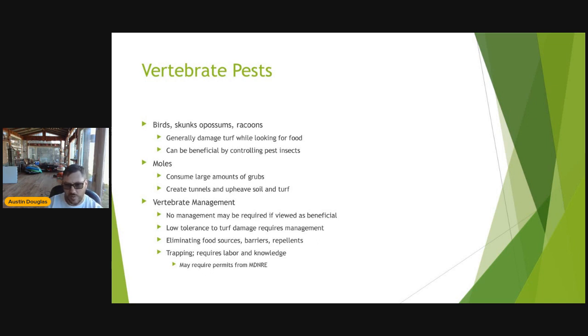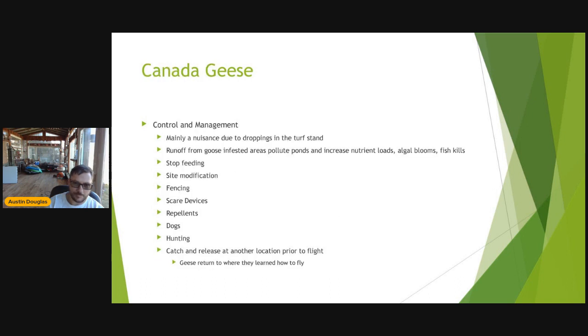So how are we going to manage vertebrate pests? Honestly, maybe no management is required. Maybe they're being more beneficial to you than not. If you have a low tolerance of turf damage, then it might require management. You don't want mole tunnels on a putting green. Just makes sense, right? But again, you want to eliminate food sources. You want to use barriers, repellents. Trapping is an option. It requires labor and knowledge, and it also might require permits from the Michigan Department of Natural Resources and Environment. So we need to be aware of that.